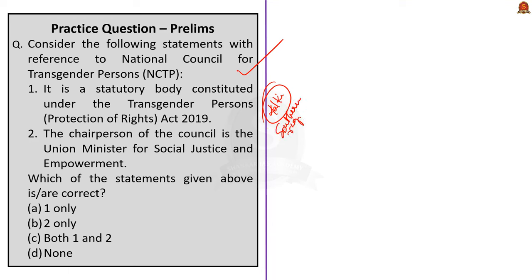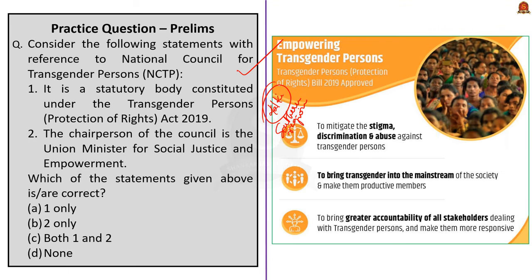So let us revise about the council first and then we shall try to answer this particular question. See, the National Council for Transgender Person is created to mainstream the transgender community's concern, focusing on livelihood issues as well as to raise awareness about the trans community. It is actually established to monitor and evaluate the implementation of the provisions of the Transgender Persons Protection of Rights Act 2019. So what about the composition of the council?